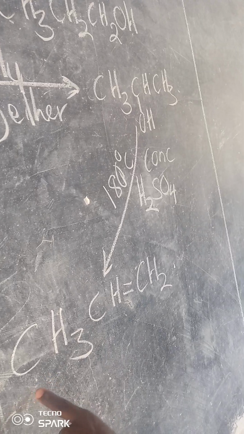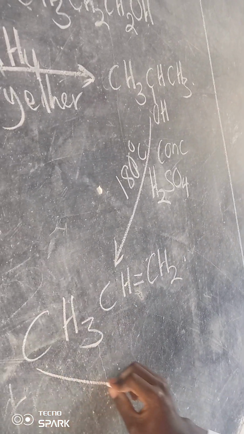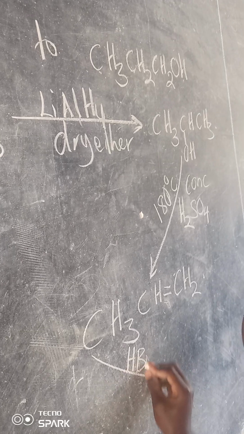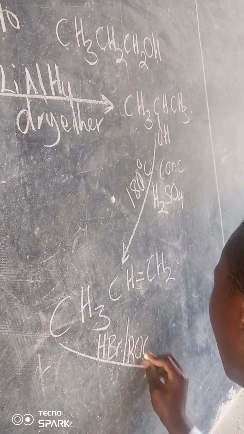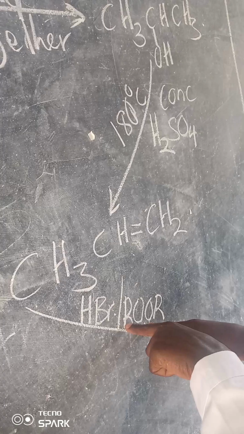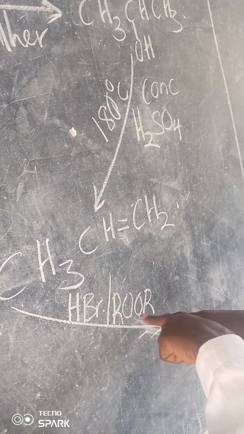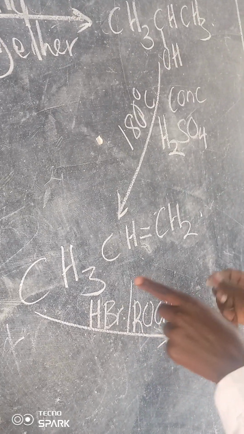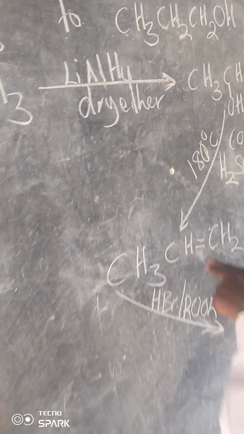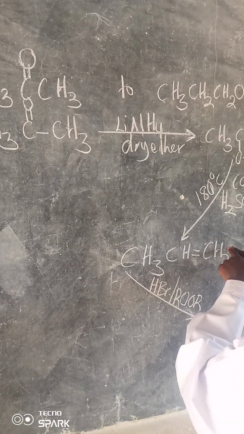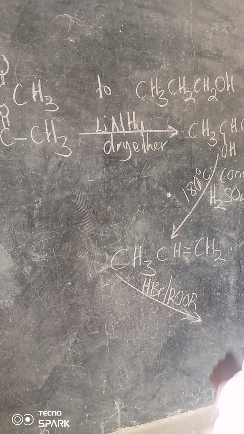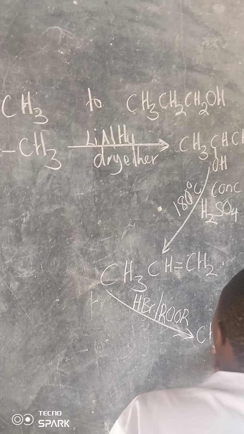After that, I'm going to use hydrogen bromide in the presence of a peroxide. Do you know a peroxide? Peroxide is written like this. I'm going to use hydrogen bromide in the presence of a peroxide. After using it, this is the anti-Markovnikov rule. The bromide ion is going to attach here, and the hydrogen ion is going to attach here. That is the anti-Markovnikov rule.